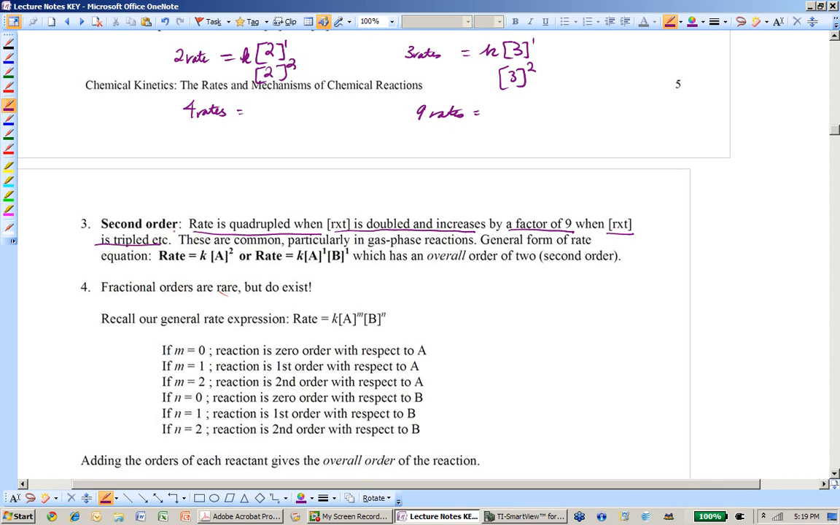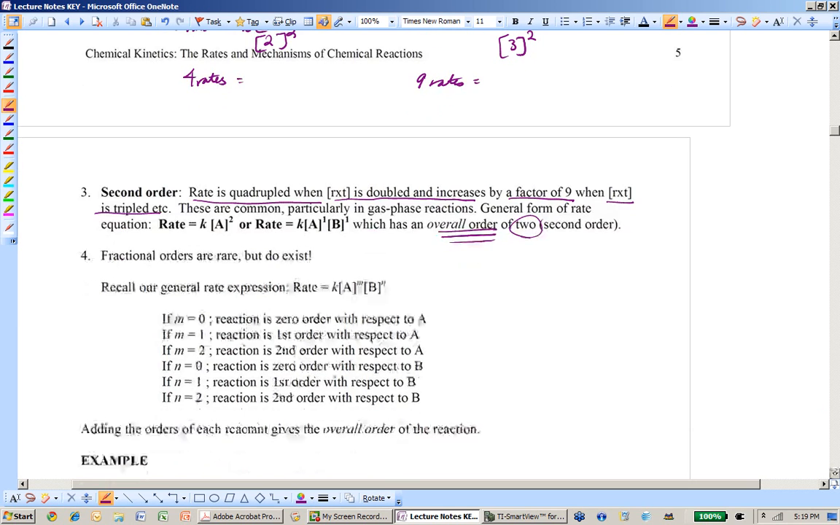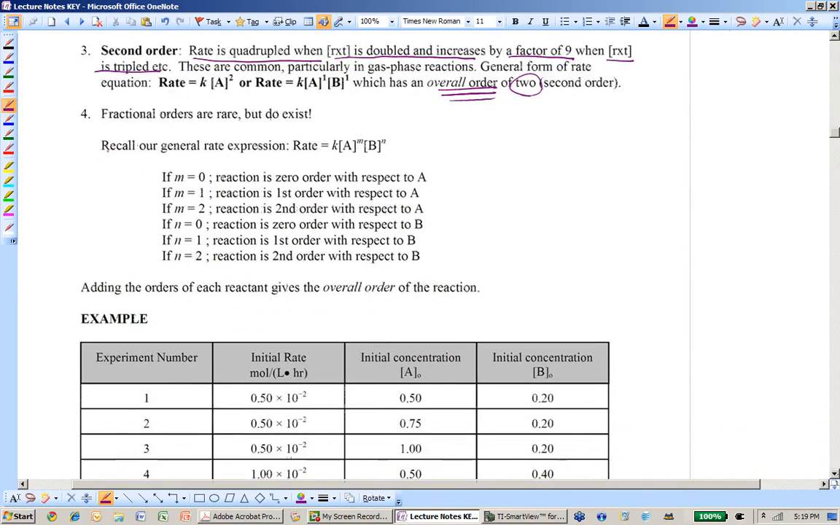The general form of the rate equation is rate equals K[A] squared, or rate equals K[A] to the first, [B] to the first, which would have an overall order, again with that word, 1 plus 1 is 2, an overall order of 2. Fractional orders, like I said, do occur, but they're rare. So one more time, a recap before we get down, and I'm going to have to bring up my calculator.